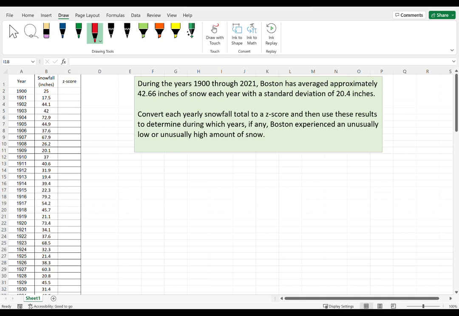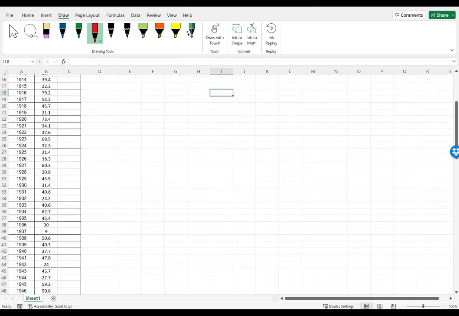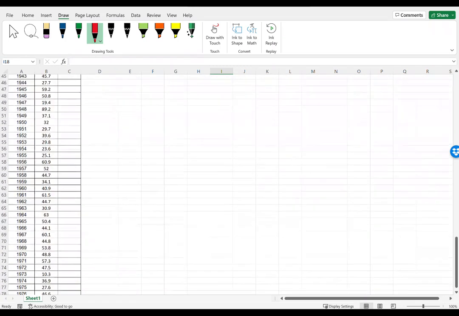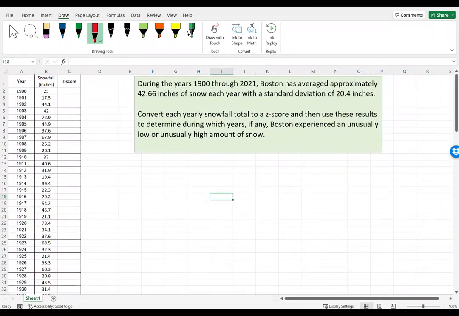The topic of today's activity is z-scores, and the data that we're going to be using is the amount of snowfall in the city of Boston per year measured in inches. Our data is going to span from 1900 to 2021, so we have about 121 years of data to work with. If you scroll down, you'll see our data goes all the way down to row 123. The year is column A, but the data we're working with here is column B, the snowfall in inches.